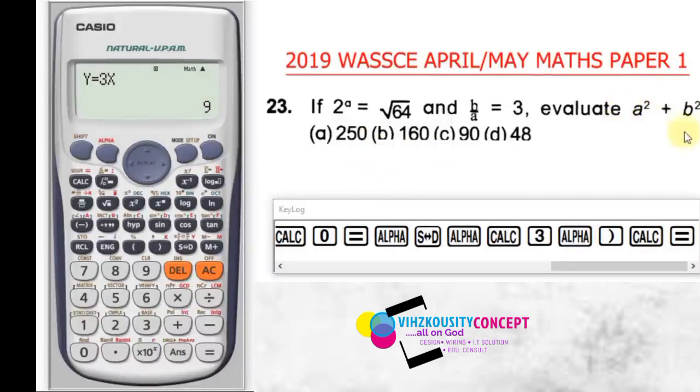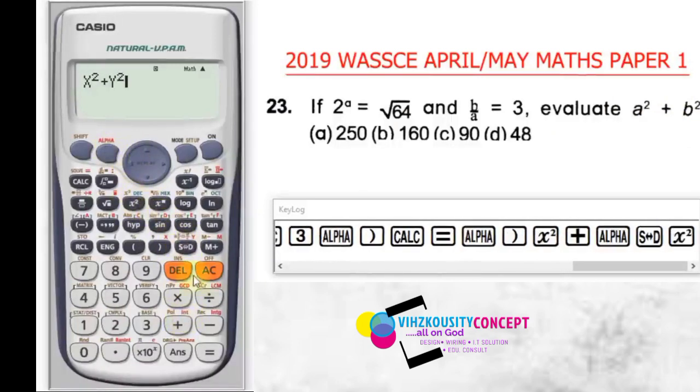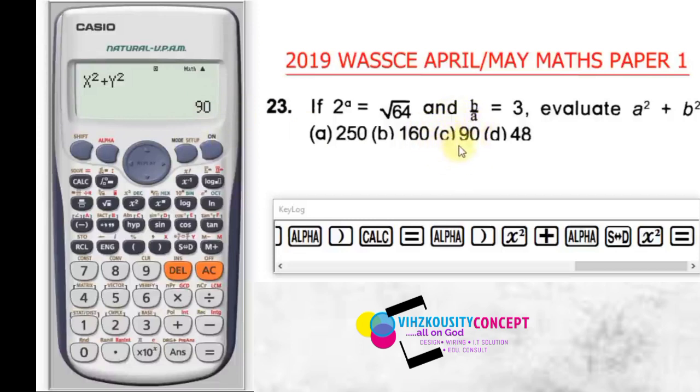But what we are asked to get is a squared plus b squared. So I'm going to just say x raised to power 2 plus y raised to power 2. And if I press the equal to sign, you can see my answer is out for me. And that is saying the correct option out of all these options is option C, 90. So a proficiency in the use of this calculator and the ingenuity of how to work with the calculator can really help you to solve even this type of questions. And our answer here is option C, 90.